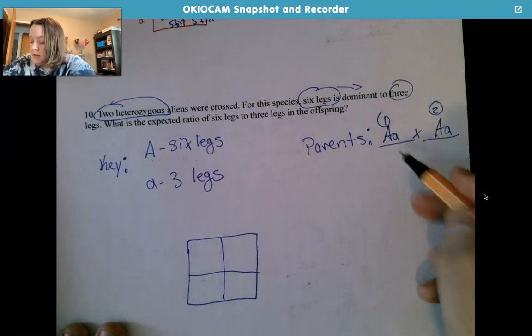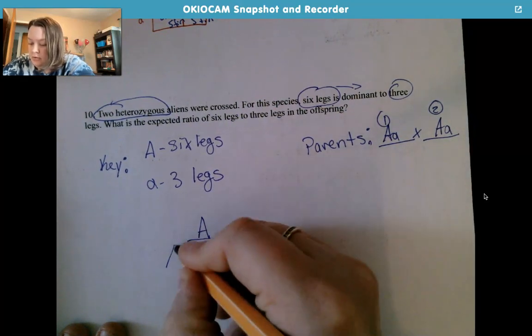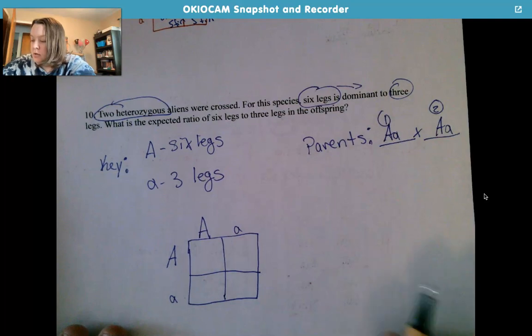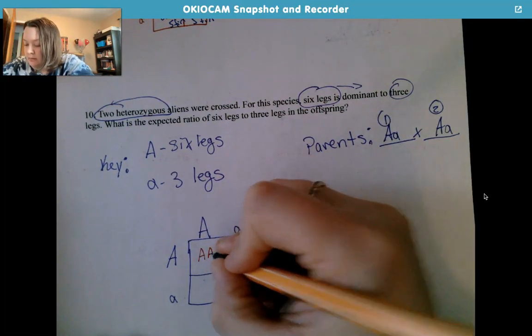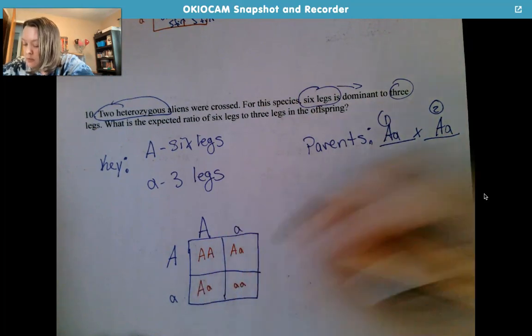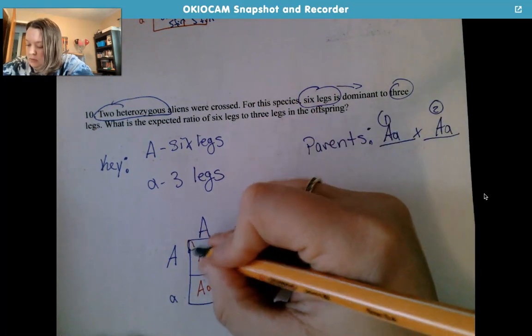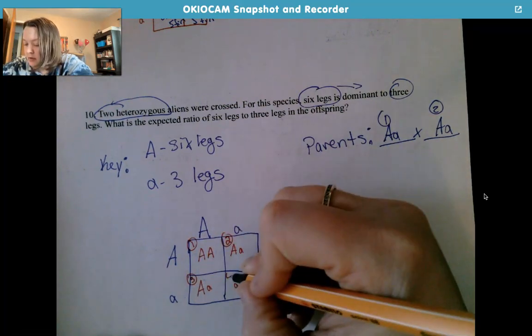I'm going to go ahead and set this up. Parent number 1 can give a big A or a small a. Parent number 2 can give a big A or a small a. I'm going to fill in my square. Here are the 4 different combinations that the offspring could have.